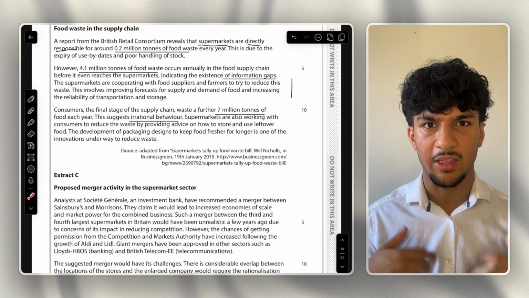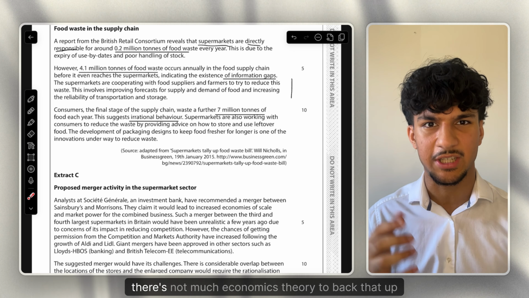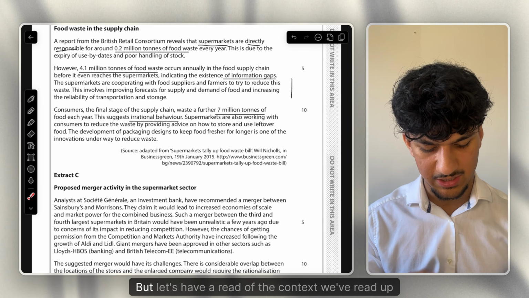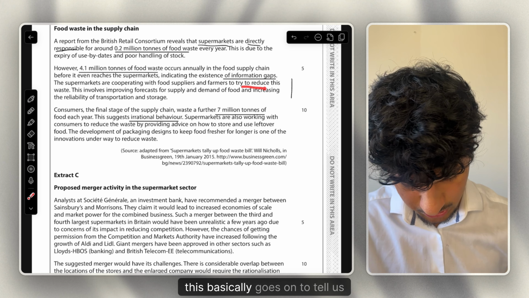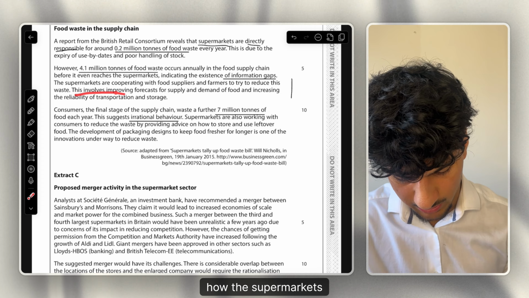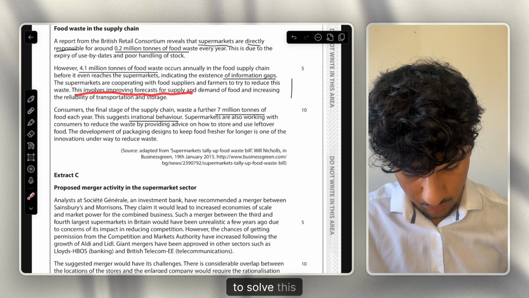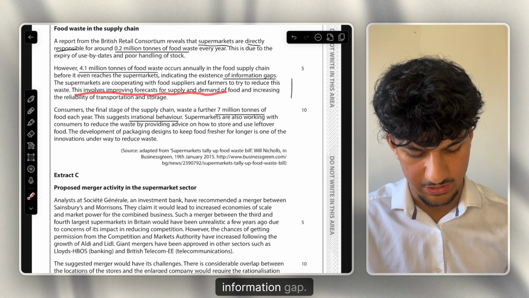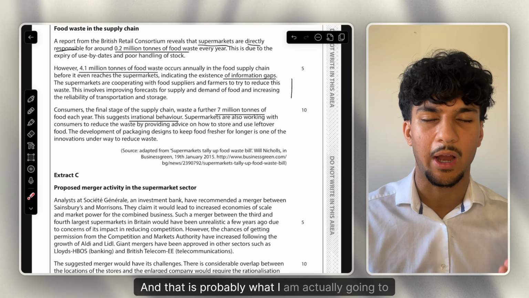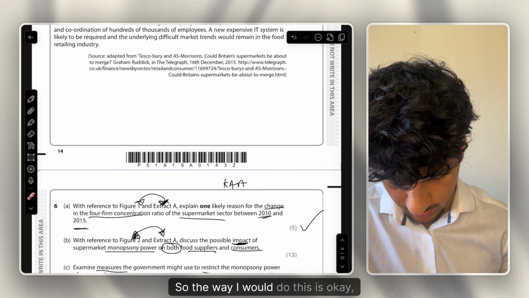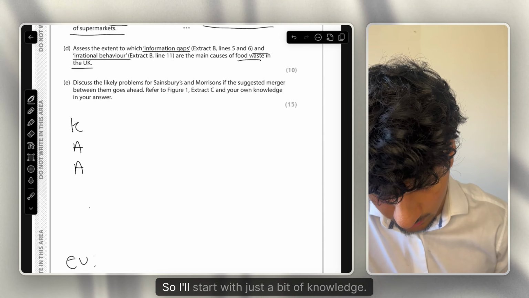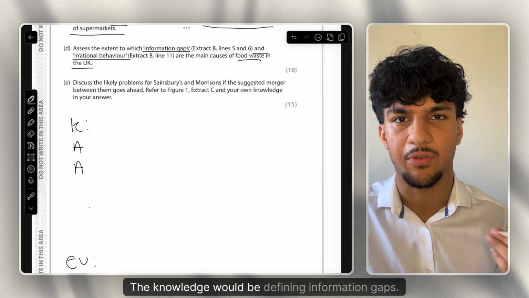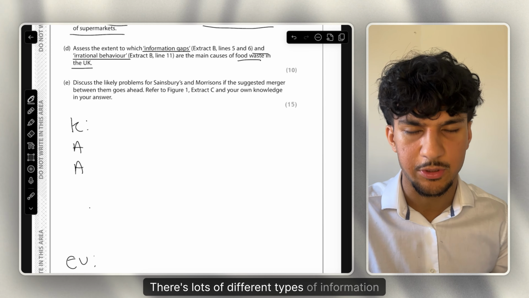When you first look at it, there's not much economics theory to back that up with. But now let's have a read of the context. So we've read up until here. Now, this basically goes on to tell us how the supermarkets are looking to solve this information gap. And that is probably what I am actually going to write about. So the way I would do this is, okay, so just KAA structure. So I would start with just a bit of knowledge. The knowledge would be defining information gaps. There's also different types of information gaps.